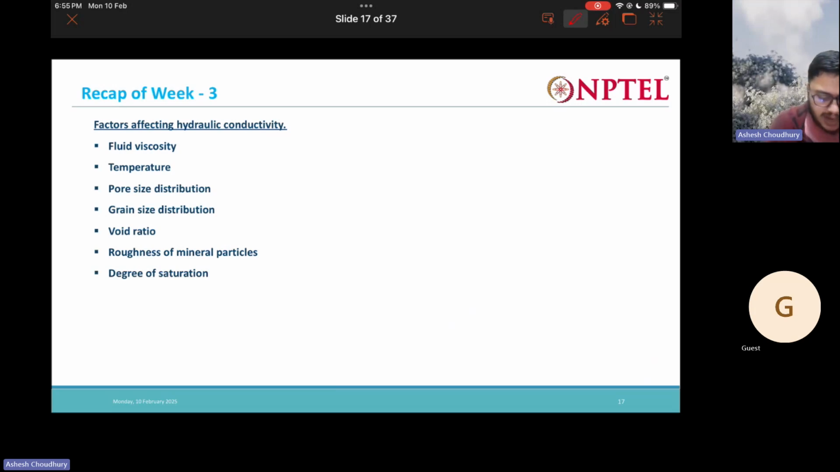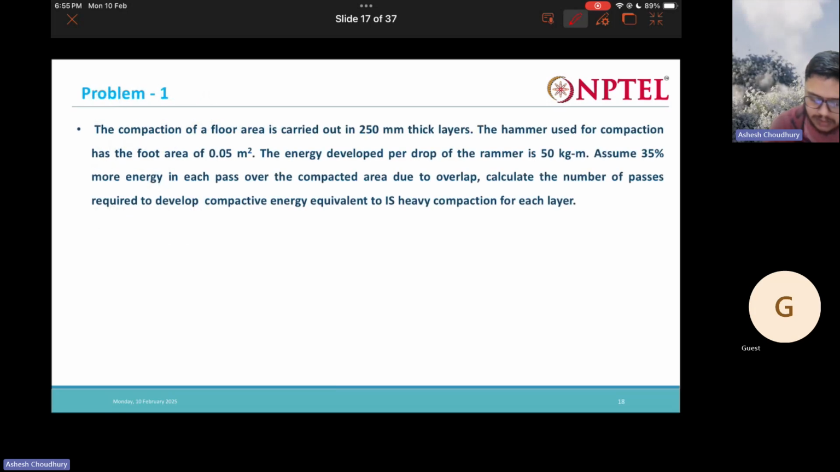Okay, with this we will end, and next we are going to start solving the problems. Try to do this. The compaction of a floor area is carried out in 250 mm thick layers. The hammer used for compaction has a foot area of 0.05 square meters, meaning the area of the hammer foot that comes in contact with the soil is 0.05 square meters. And we are compacting 250 mm thick layers of soil.